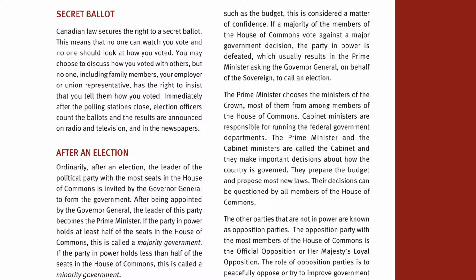After an election. Ordinarily, after an election, the leader of the political party with the most seats in the House of Commons is invited by the Governor-General to form the government. After being appointed by the Governor-General, the leader of this party becomes the Prime Minister. If the party in power holds at least half of the seats in the House of Commons, this is called a majority government. If the party in power holds less than half of the seats in the House of Commons, this is called a minority government.